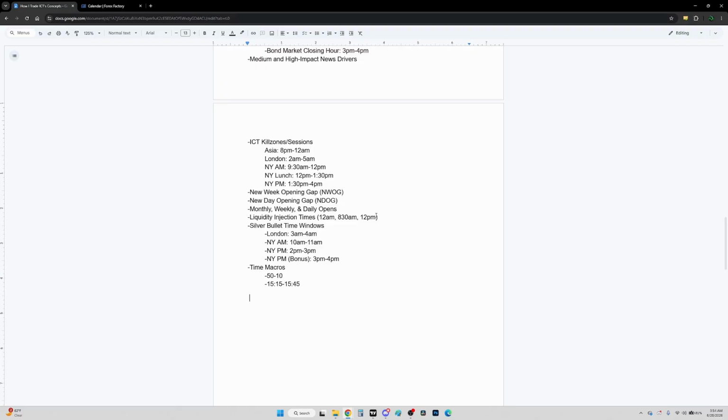Now we're going to talk about silver bullet time windows. There's 3 that ICT talks about. 3 a.m. to 4 a.m. is London. New York AM is 10 a.m. to 11 a.m. New York PM is 2 p.m. to 3 p.m. The bonus New York PM is 3 p.m. to 4 p.m. And ICT did mention this in one of his videos. I don't remember which one it is, but ever since he mentioned it, I did remember it. And that leads into the close of the market.